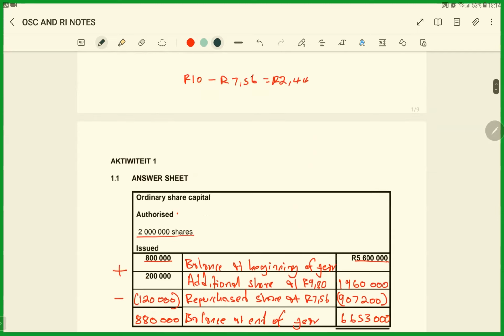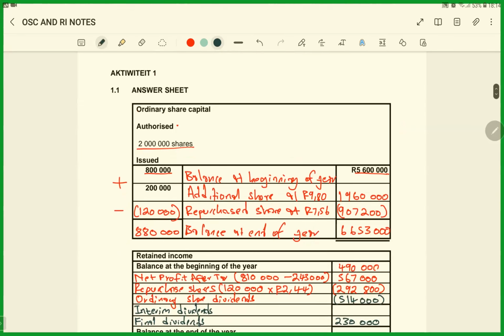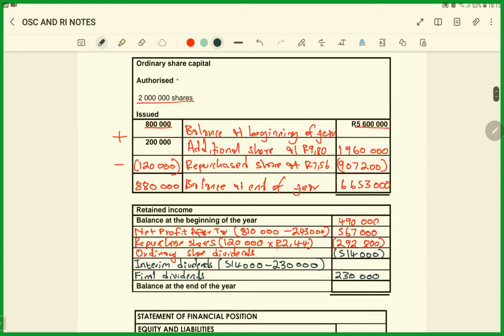Now we have to calculate interim dividends. To calculate interim dividends, you take the total dividend of 514,000, you don't multiply, so it's not shares, then subtract 230,000. It gives you 284,000. So this means that the interim dividends for the year is 284,000.